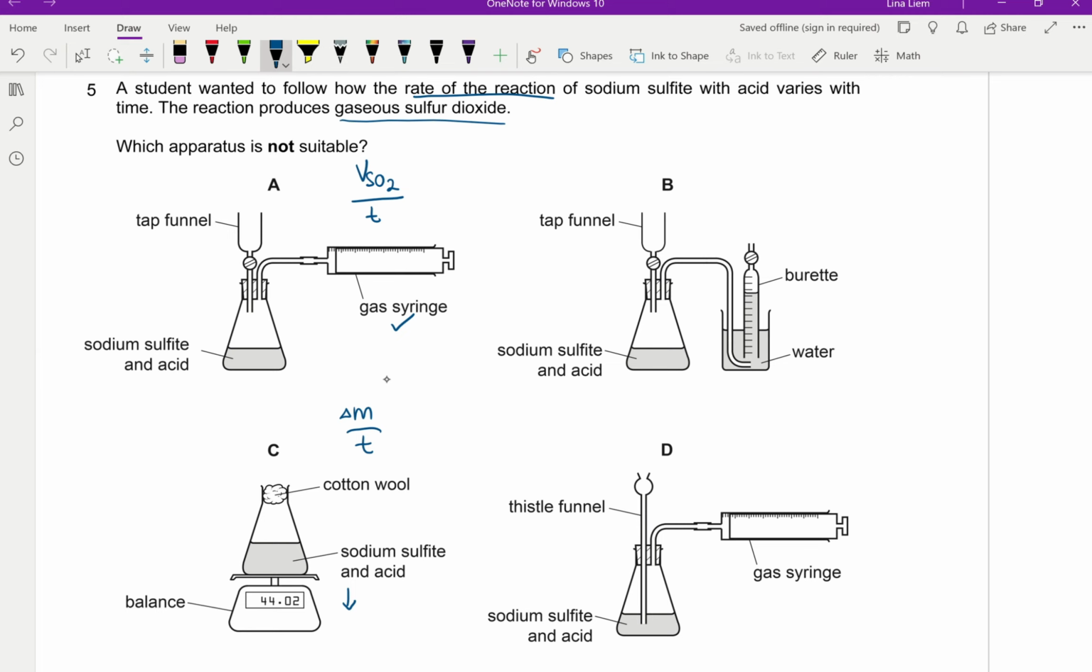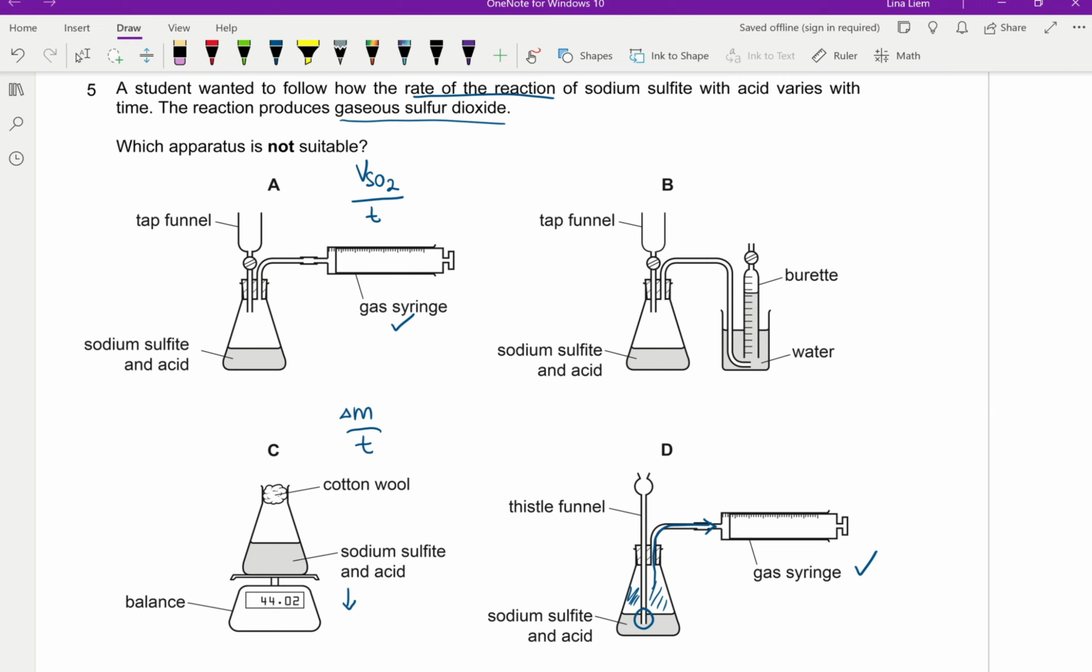D is also suitable. D and A are similar, and also this thistle funnel is submerged in the solution, so whatever gas is produced will not escape out of the funnel. So all the gas will just go into the gas syringe.